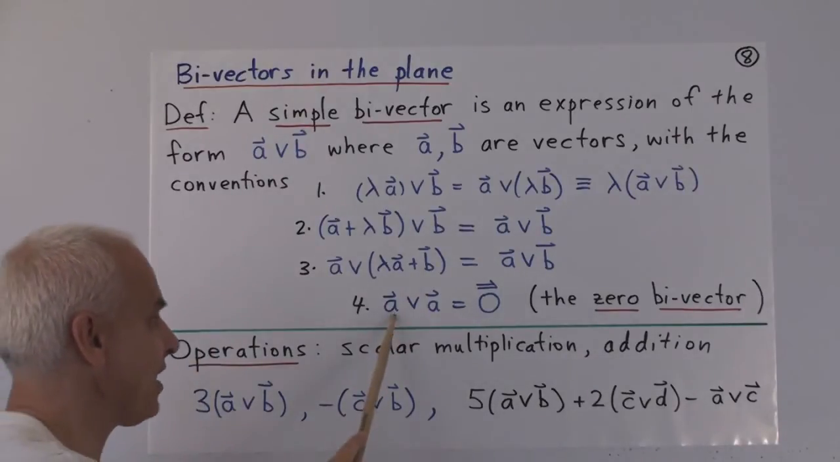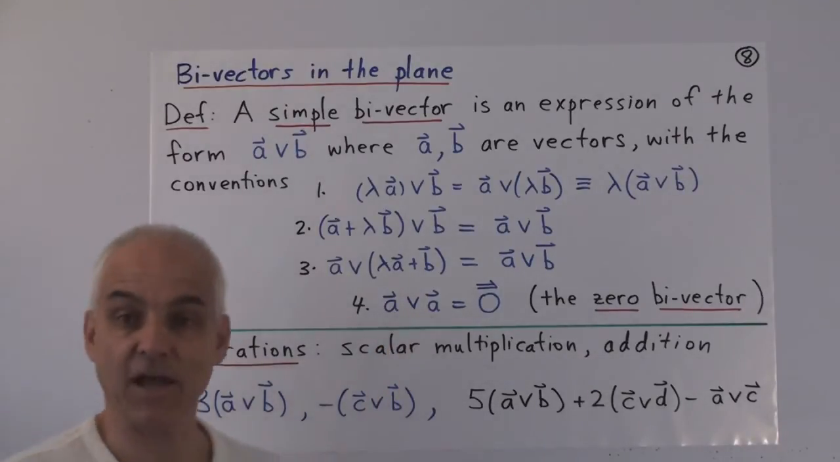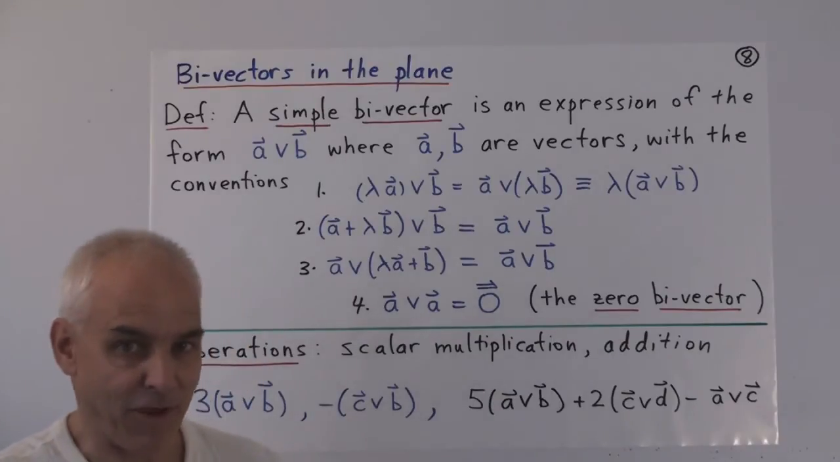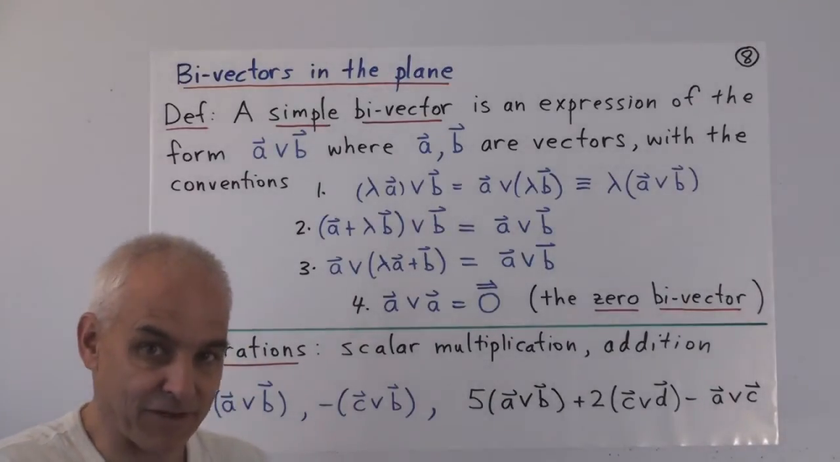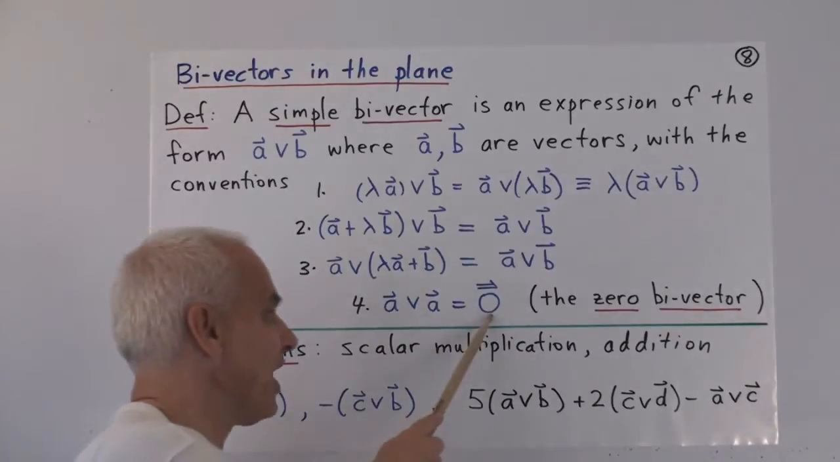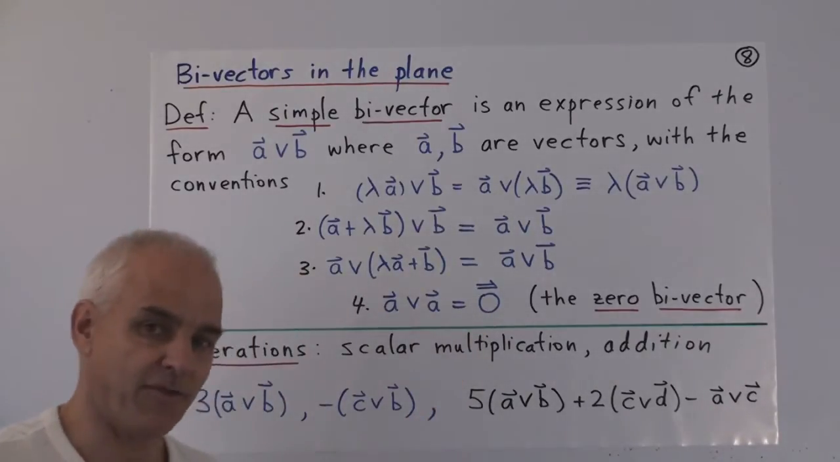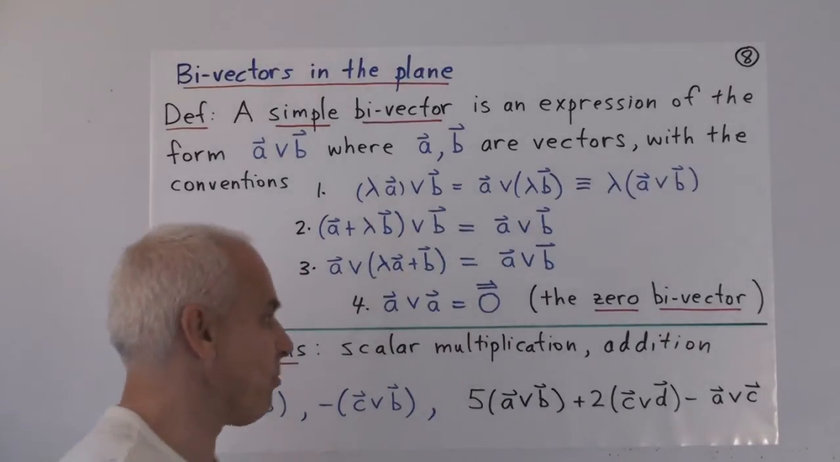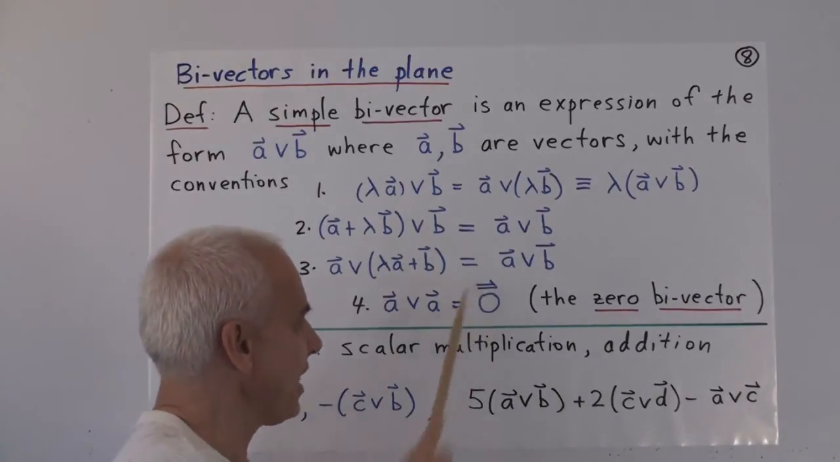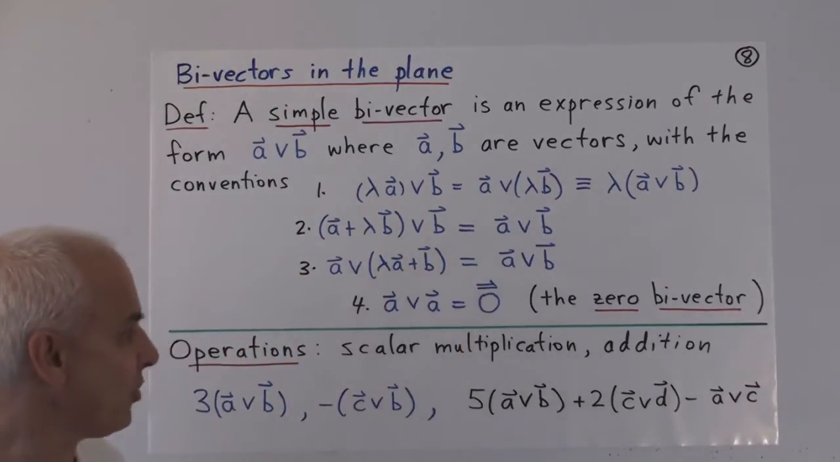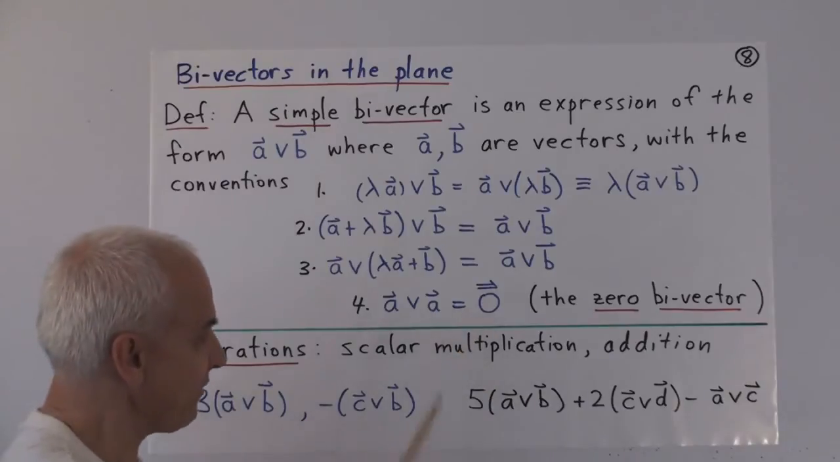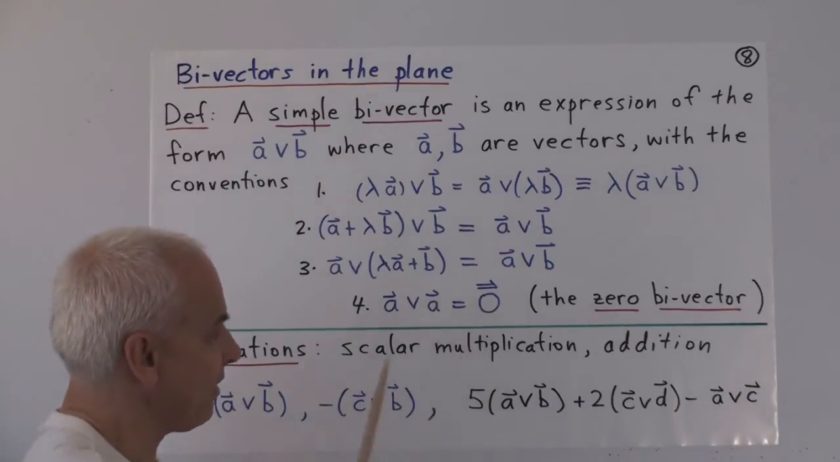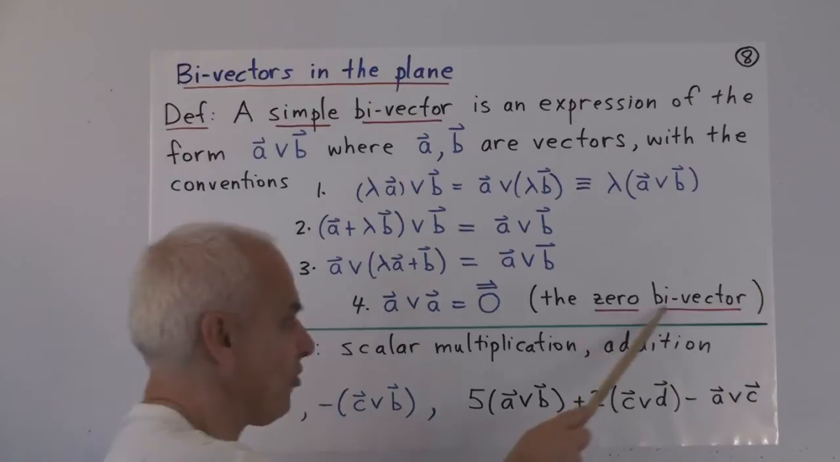And if we take the bivector formed by A and itself, that's a parallelogram with two vectors in the same direction, then we should get 0. Well, what kind of 0? Well, it's the 0 bivector. So let me tentatively introduce this little vector notation, suggesting that it's not a vector, it's not a number, but it's a bivector, and it's the 0 bivector.